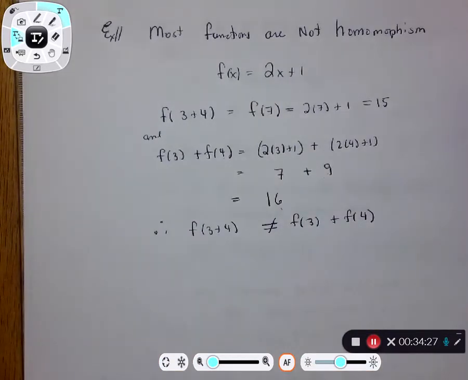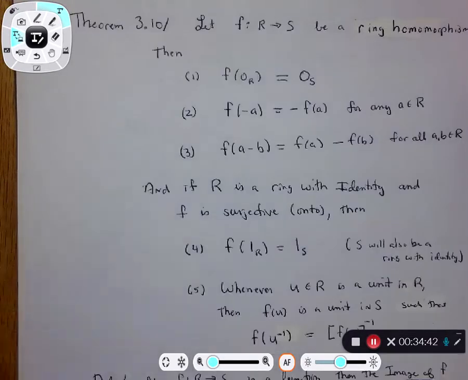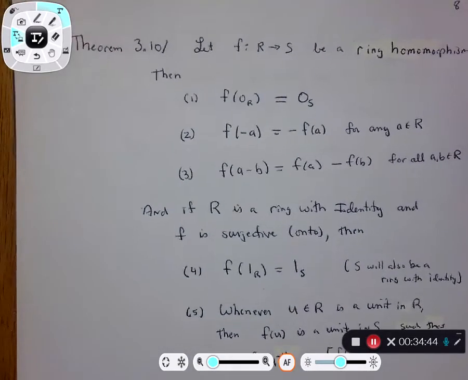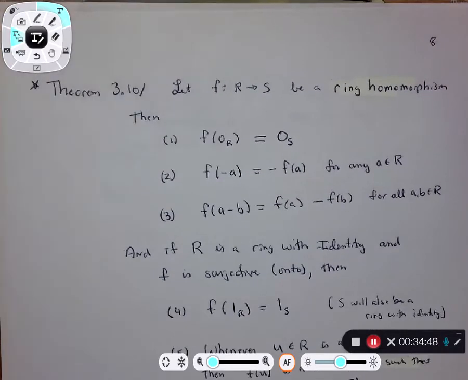Most functions are not going to be homomorphisms. These homomorphisms are much more elaborate, with the idea that you map the elements, but you also have to map the addition and the multiplication. So you have a big theorem here, and that is Theorem 3.10. When it comes to these mappings, you're going to have some very special properties.